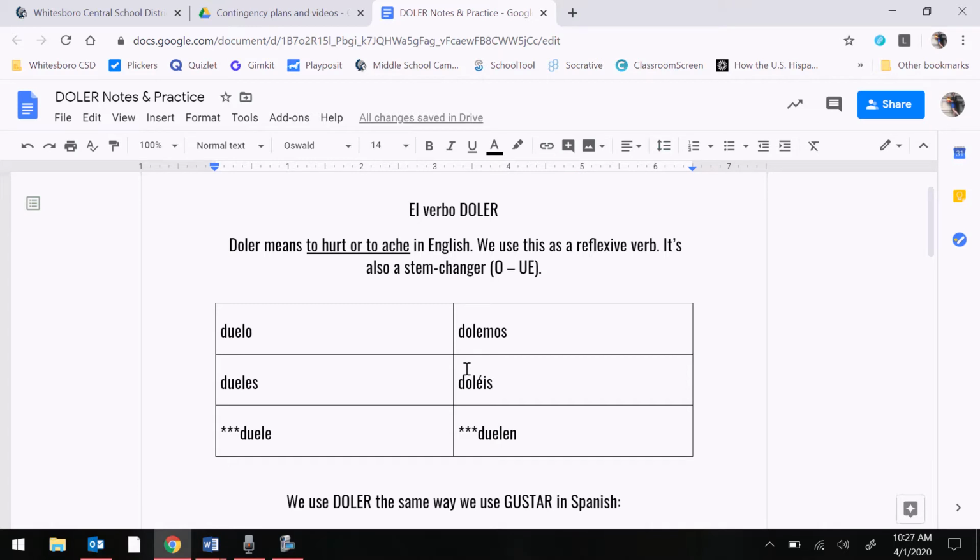The verb doler means to hurt or to ache in English. We use it as a reflexive verb because it's something that's hurting you directly. And it's also one of your stem changers. So if you guys take a look, the yo, tú, él, ella, usted, and ellos, ellas, ustedes are the only forms that change. Remember, these are also called boot verbs. Your nosotros and vosotros forms never change if it is a stem changer, so it's dolemos and doléis.